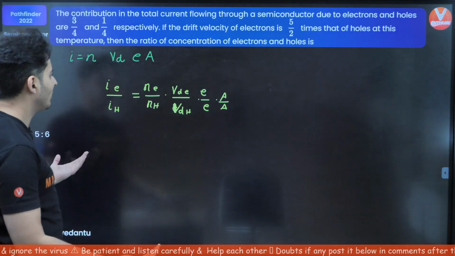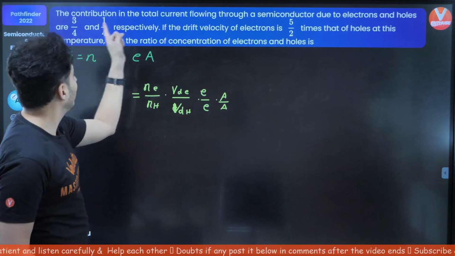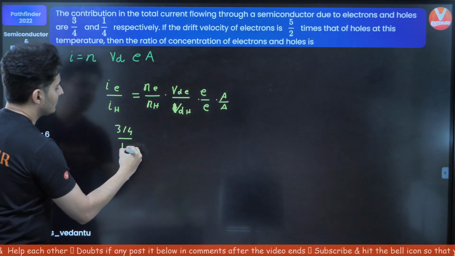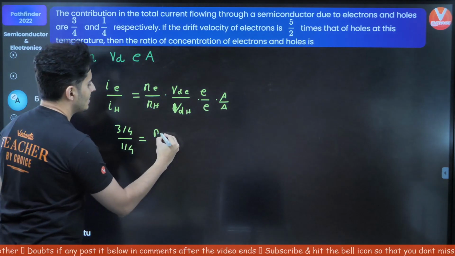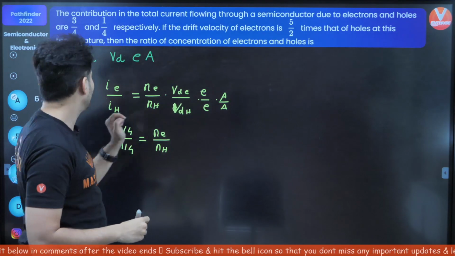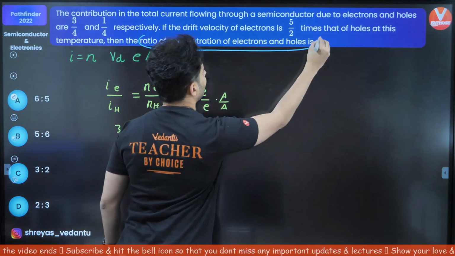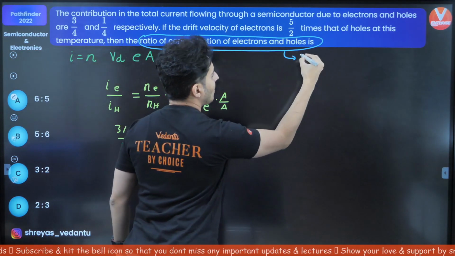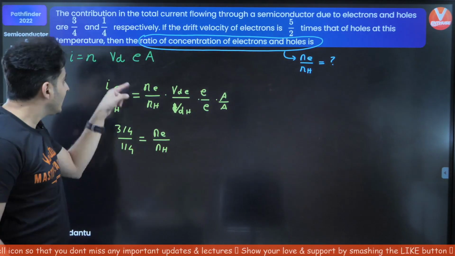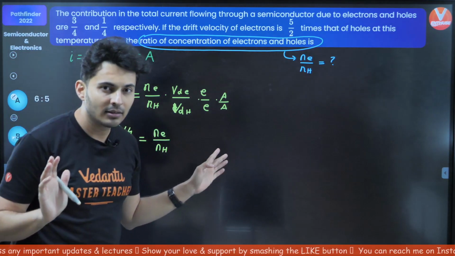Now it's just a matter of substitution. Current due to electron and hole is mentioned. So this is due to electron, it's 3/4. Due to hole, it is 1/4. Ne by NH, I do not know. In fact, that's what I need to find: the ratio of the concentration of the electrons and holes. So this entire statement just means what is Ne by NH. That's the reason why I have taken the ratio of electron and hole currents. Is that clear? Shall we go ahead?